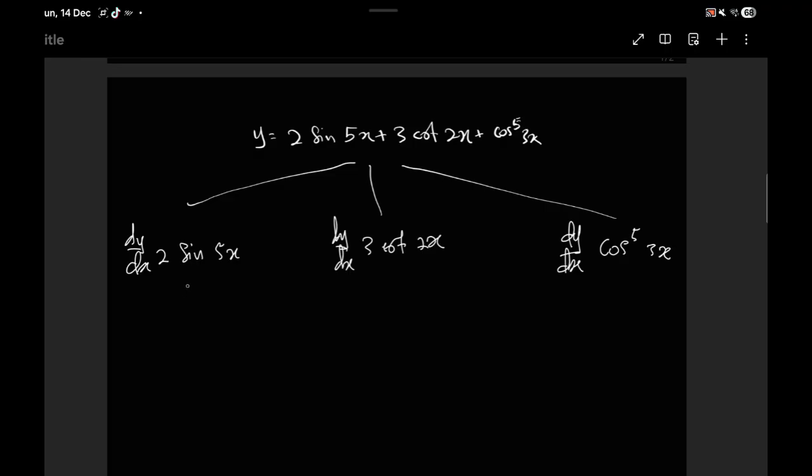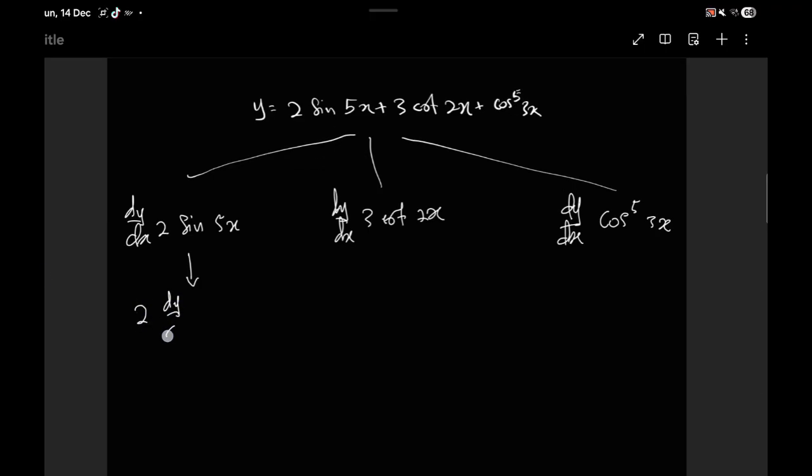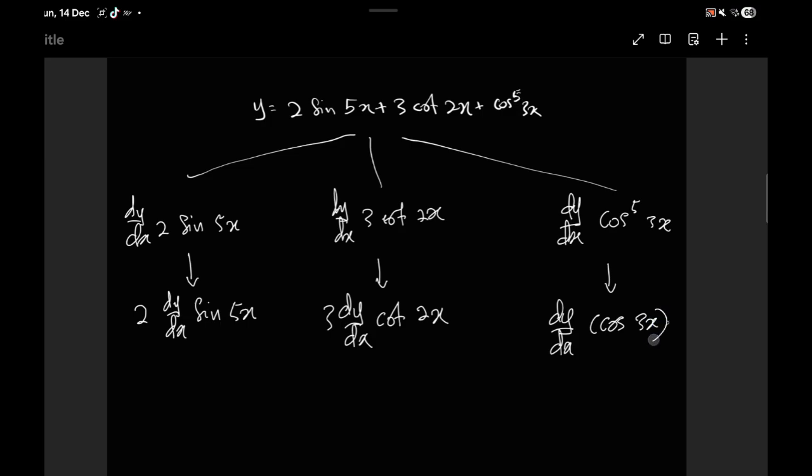For the first one we have a constant, so let's pull out that constant. We will ignore the 2, which leaves us with d over dx of sine 5x, which later will be differentiated using the kx rule. For the second one we also have a constant, so let's put it out, leaving cotangent 2x. For the last one, we don't have a constant, but we can rewrite it so that it looks less intimidating. Instead of cos to the power of 5 3x, we can write cos 3x to the power of 5. Now that we have done all of the cosmetics, we can differentiate it.